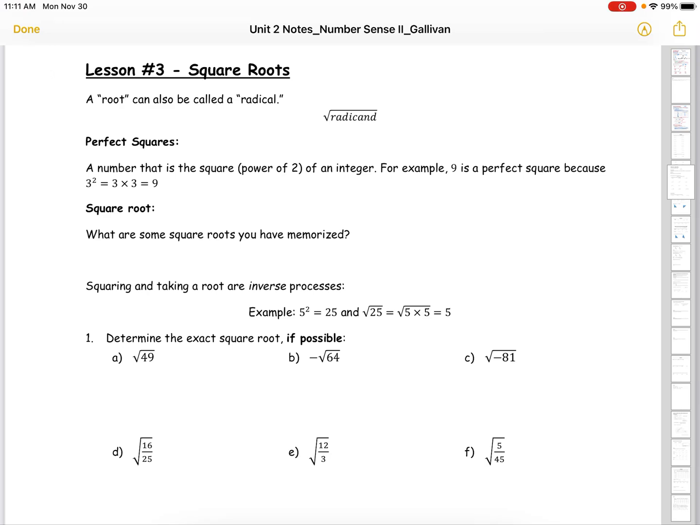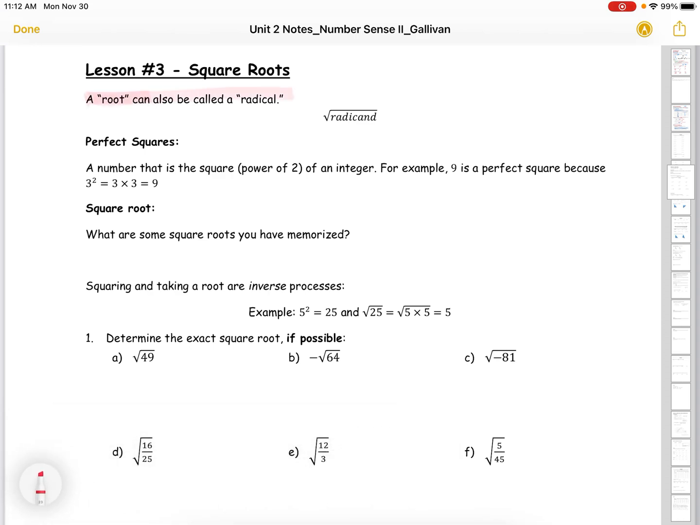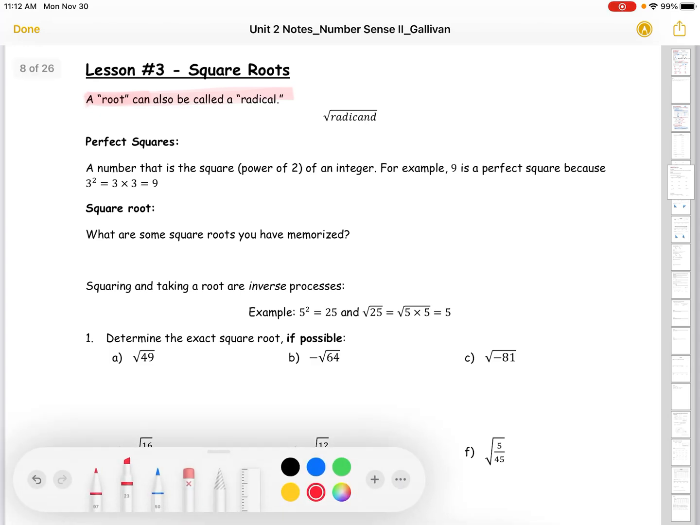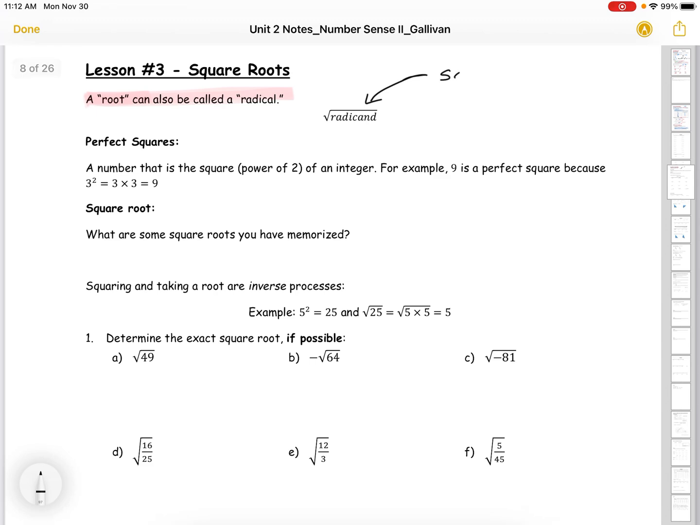Okay, so lesson 3, square roots. So we're dealing with square roots here. Now a root can also be called a radical. So when we have our square root, I'll call this your square root bracket, and that's so you know what I'm talking about.